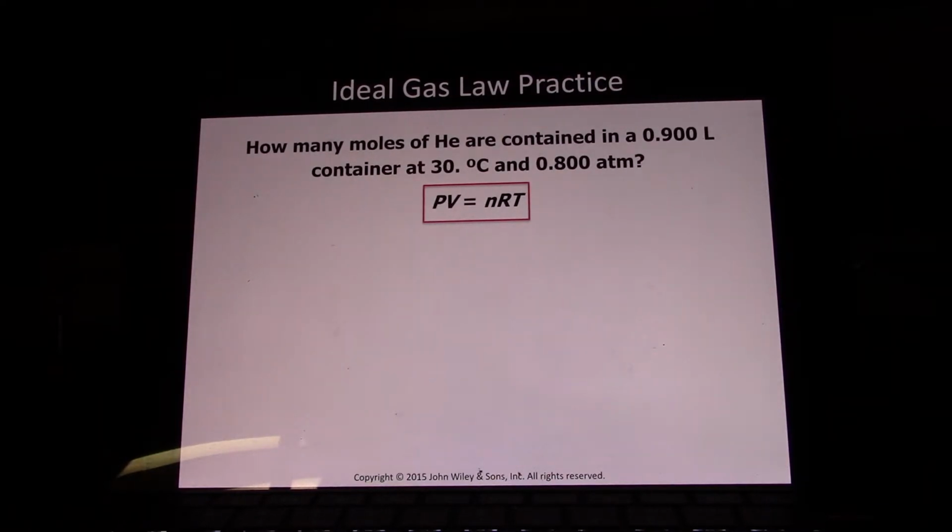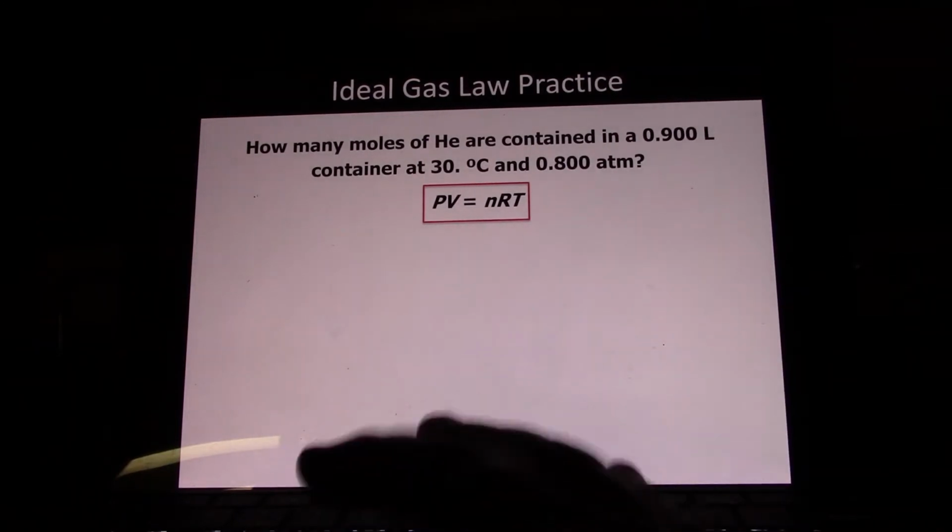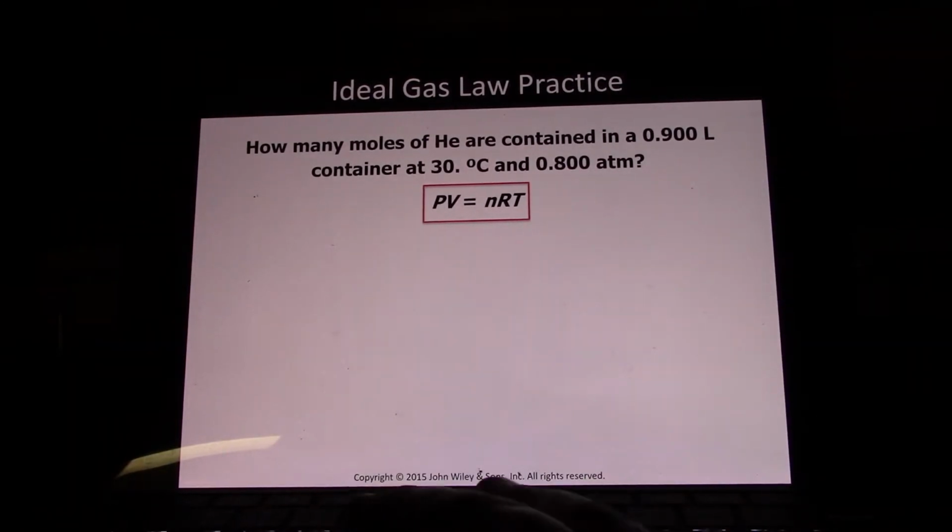So how many moles of helium are contained in a 0.9 liter container of 30 degrees Celsius and 0.8 atmospheres? Well, we're solving for moles. They want to know how many moles of helium are there. So we divide each side by RT.